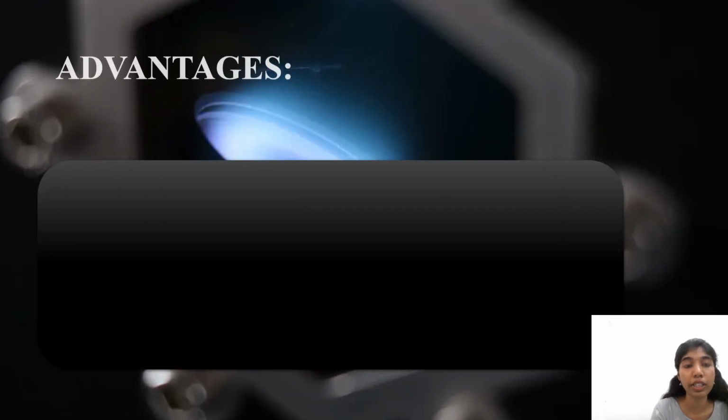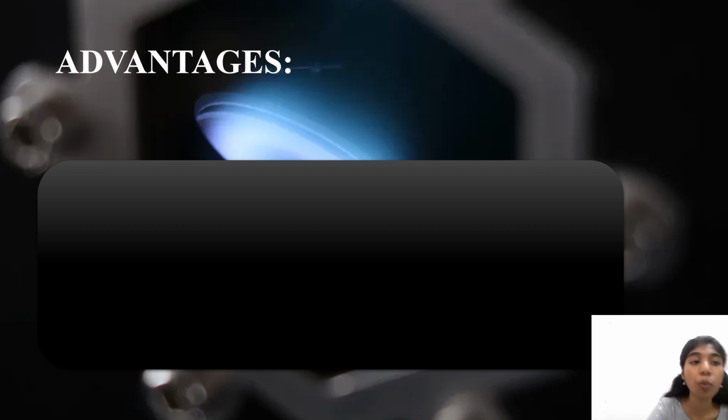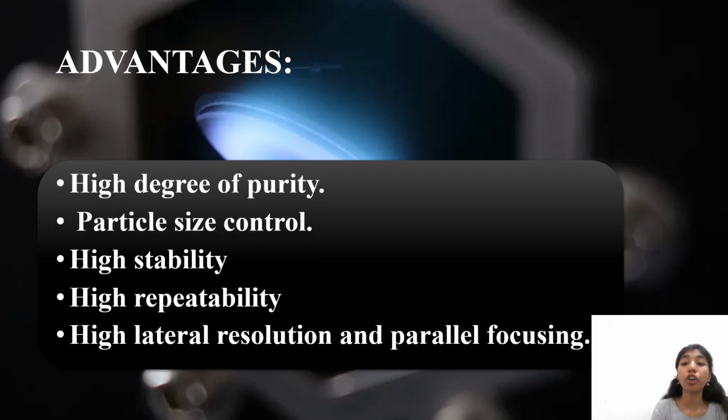Next we'll be talking about the advantages of this method. There is less surface damage to the substrate, because the vapors just get deposited on it. The substrate just absorbs whatever is coming, so there is not much damage to its surface. Then it gives a high degree of purity, with less chance of impurities. It gives exact particle size control, high stability and high repeatability, high lateral resolution, and parallel focusing in the cluster beam deposition method.